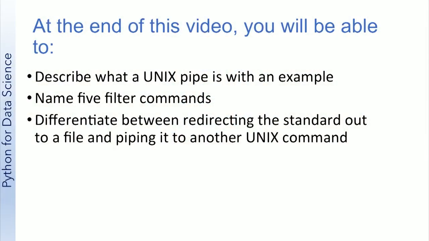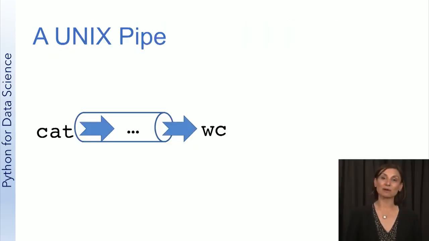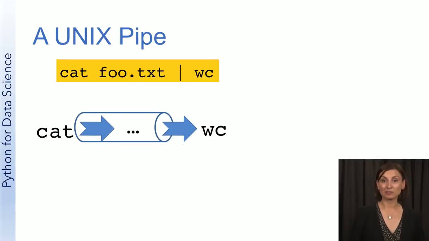At the end of this video, you will be able to describe what a Unix pipe is with an example, name 5 filter commands, and differentiate between redirecting the output and using a Unix pipe. Simply put, a Unix pipe is a way to send the output of one command to the input of another. In this example Unix command, we pipe the output of the cat command to another Unix command that counts the lines, words, and characters in the output.